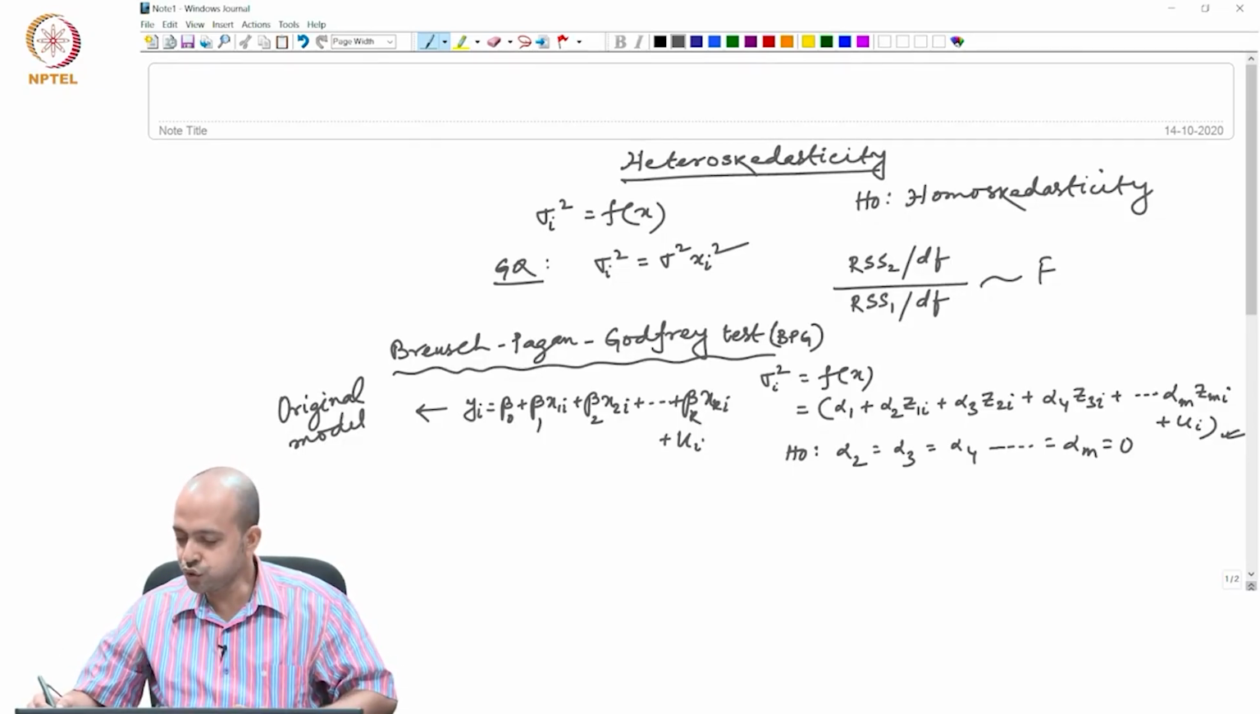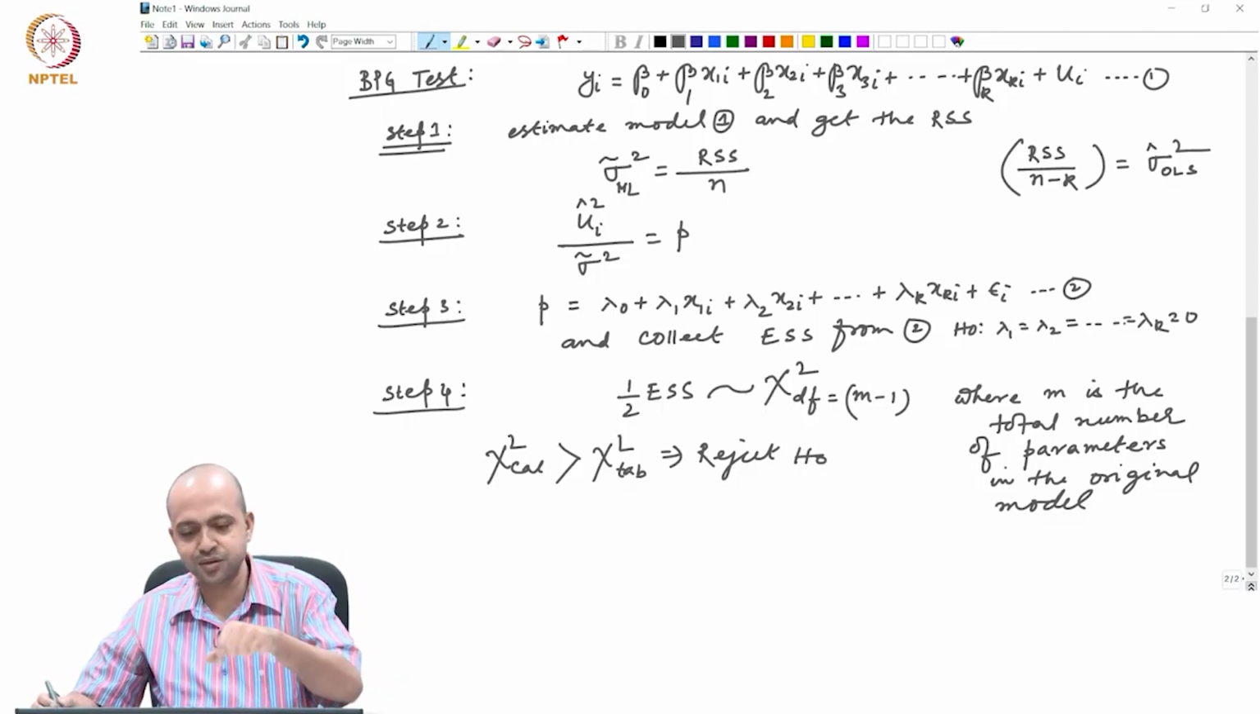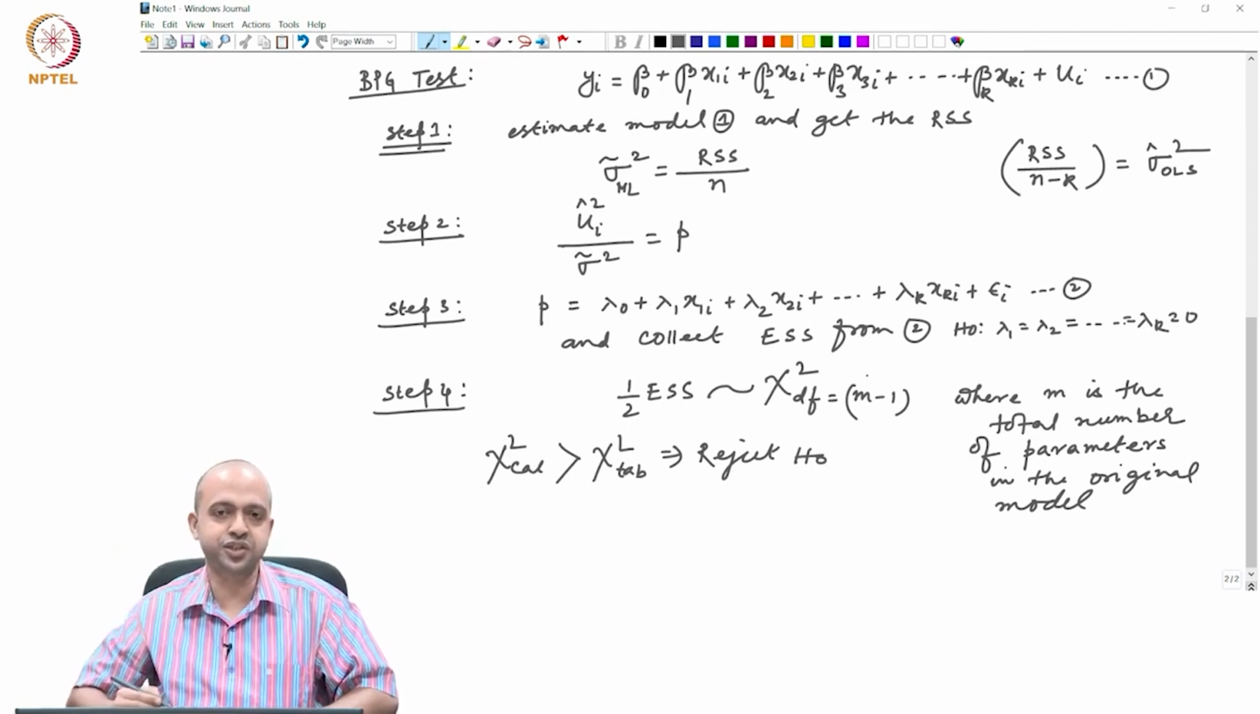That is the logic. We should understand the logic of this test, which is that we are trying to modify the RSS term in some way, and then constructing the test statistic based on that. This is the RSS modified, then we define P, we regress P, then we collect the ESS and divide it by 2, and that follows a chi-square distribution with m minus 1 degrees of freedom, where m is the total number of parameters to be estimated from the original model. This is the procedure of the Breusch, Pagan and Godfrey test, or BPG test.